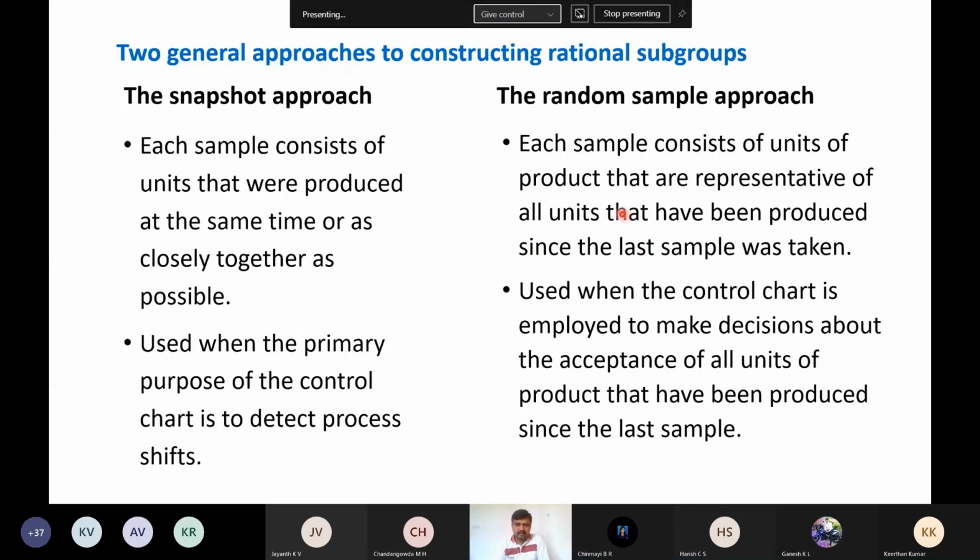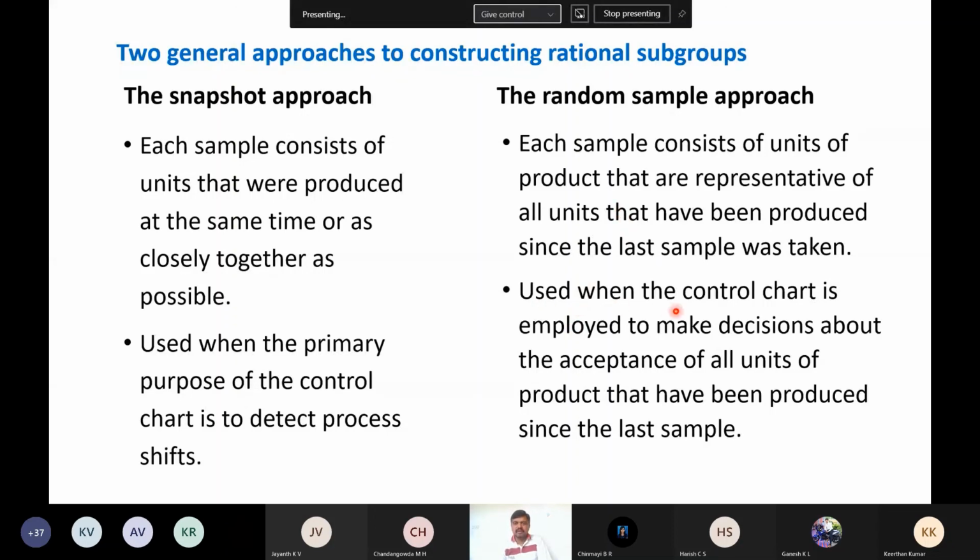For example, if you are producing 800 units and taking 80 samples, then after producing 50 units, if you have chosen one unit, that means one component, as a sample, that one component should represent the remaining 50 which were manufactured from the beginning. It should have those deviations. If there are errors or deviations in those 50 units, they should also be reflected in the sample. Like that, the sample should be taken.